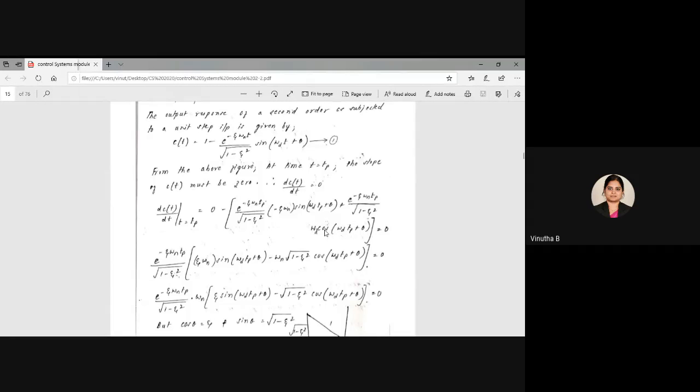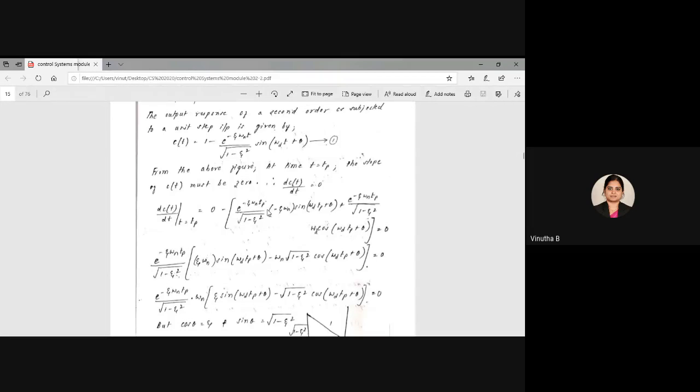Differentiation of that will be cos of omega d tp plus theta, and you still have one more term to be differentiated here since it is associated with t, that is time. So you will get omega d. So we have written that as omega d into cos of omega d tp plus theta, and this is equated to 0. Now further simplification, you can see here what they have done.